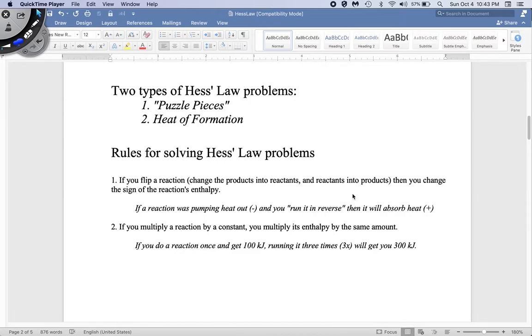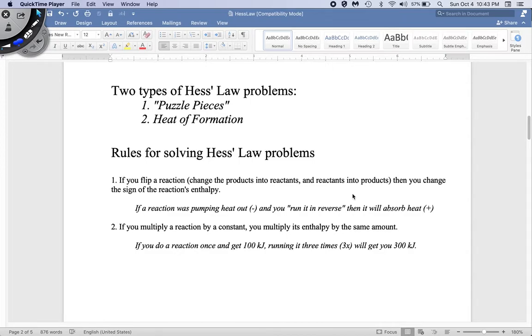The difference is that in the puzzle piece problems, the problem itself will give you a set of reactions, whereas in the heat of formation problems, you are going to be given a table of information, and that table of information will include heats of formation, which we'll talk about in a next video. So when you are trying to solve puzzle piece problems, there are some rules that you must know.